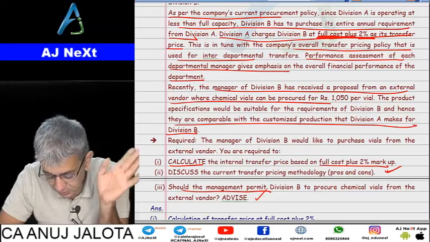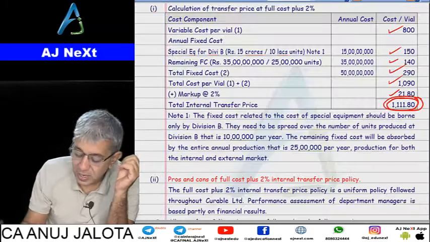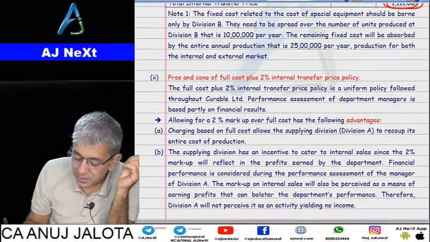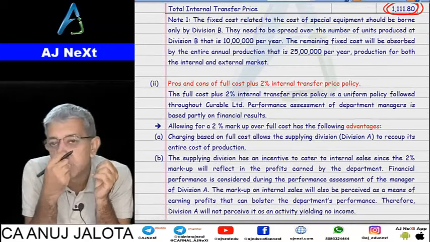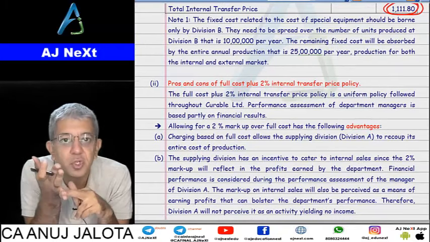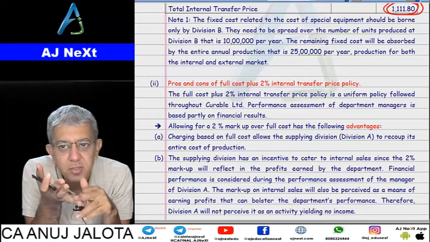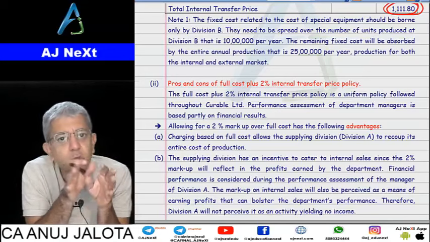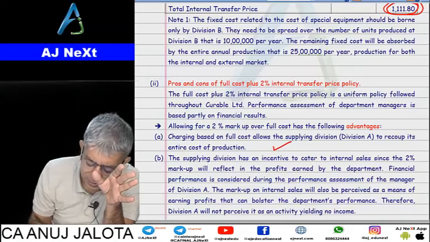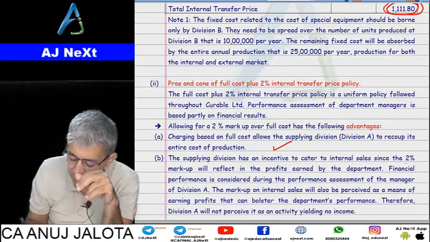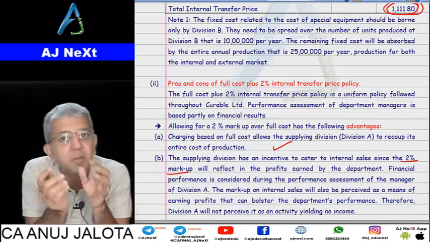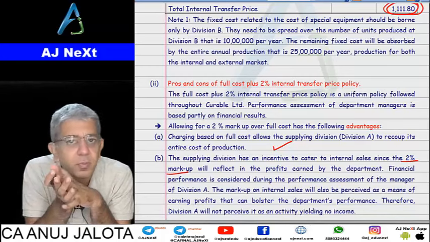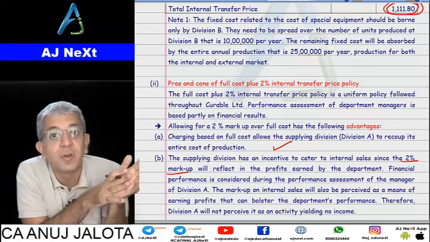Discuss the current transfer pricing methodology, pros and cons. See, our current method is nothing but, in this case, total cost plus 2%. The moment it becomes total cost, one of the advantages for the first division is that it gets a chance to cover all its cost, whether it's variable cost or fixed cost. That is one thing. Plus, in this case, 2% will also give enough profit to the first division. So when the performance assessment is being done, it will show a good amount of profit. So honestly, it is very good for division 1 for sure.